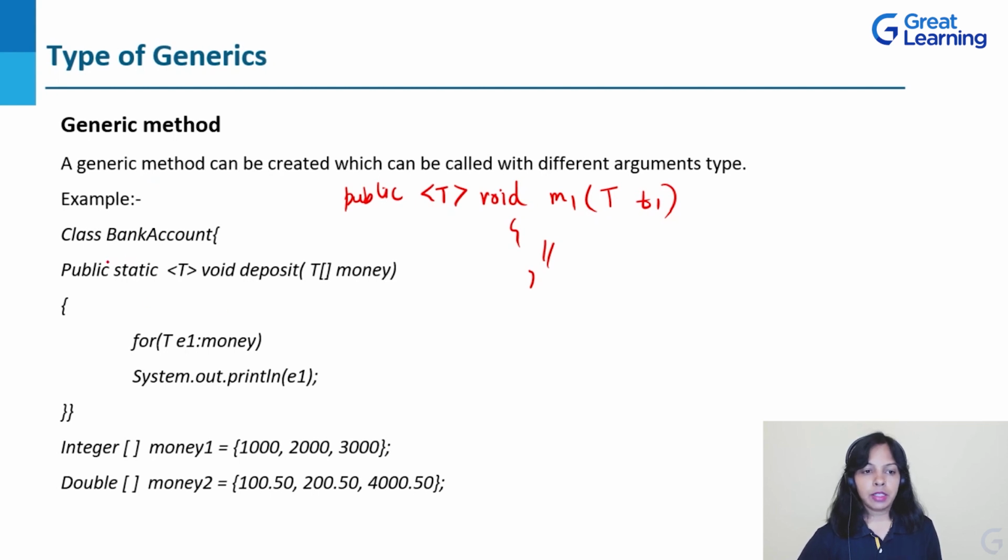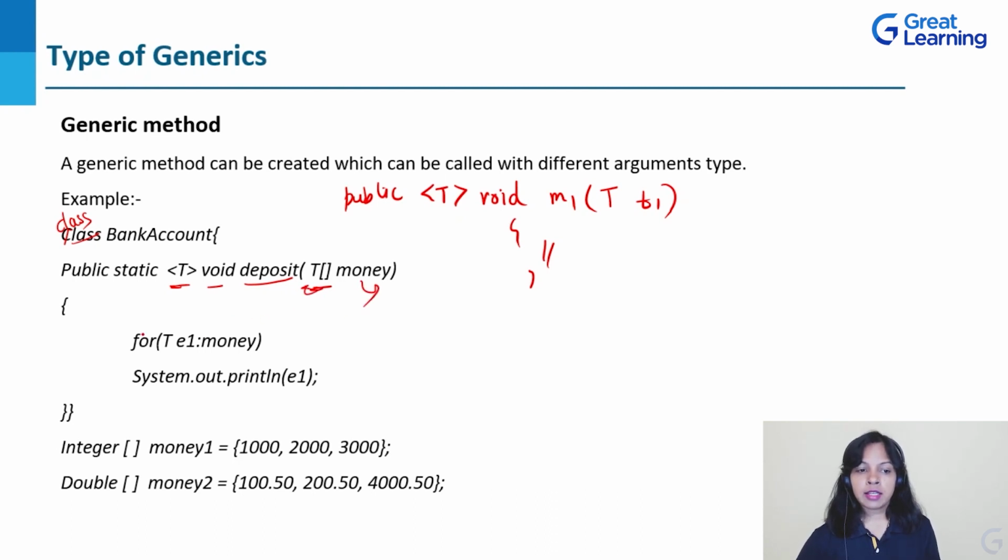Fine. Now let's see an example here. There's a class, again with a small c. So class, name of the class, that is BankAccount, curly brackets. Inside this there's a method defined, that is the deposit method. Then you can see the syntax I told you just now: an angular bracket with type parameter T, and void should also be there. And in the parameter, it takes one parameter, an array of type T whose name is money.